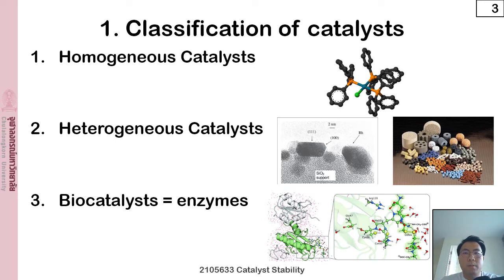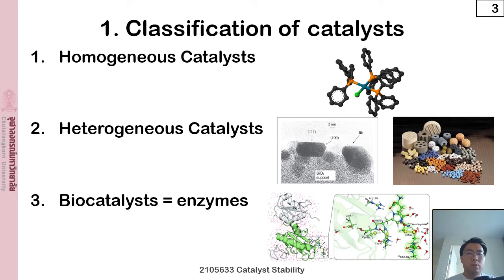So this type of catalyst will have the metal center surrounded by the ligands of organic compounds. So in this case, the olive green is the metal, while the orange atoms are the phosphorus, and the black one is carbon. So we see the benzene ring surround the phosphorus to form one ligand, and we have three ligands surrounding the metal center, and also we have the chlorine atoms as the green atoms.